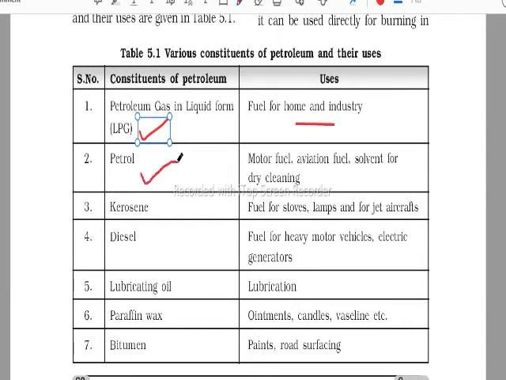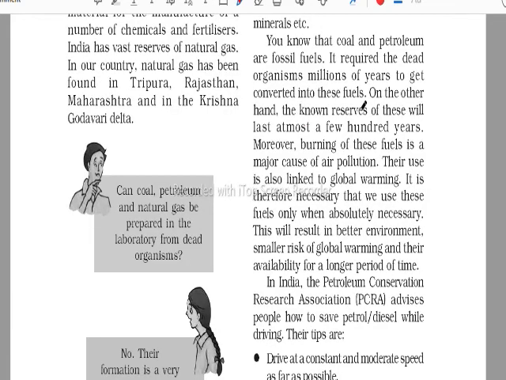It is used as a fuel for home and industry. Petrol we use as a fuel in motor and aviation industry. Kerosene we use in stoves, lamps and for jet aircraft. Diesel we use in heavy motor vehicles, and lubricating oil we use for lubrication to reduce friction. Paraffin wax we use as ointment and candles, Vaseline. Bitumen we use for paint and road surfacing.